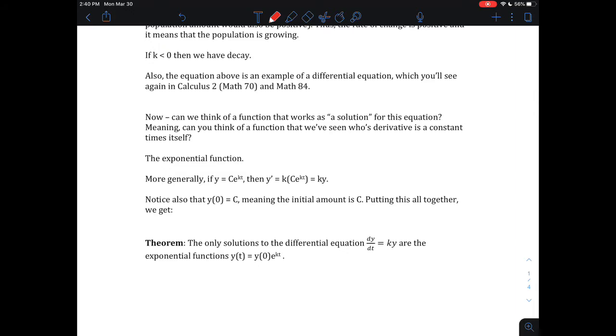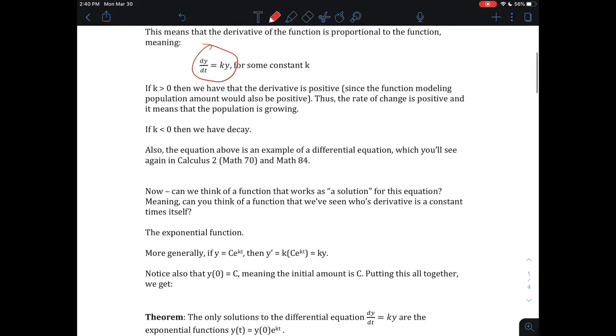So now, this sort of equation would have solutions, and those solutions are actually functions. So can we think of a function that works as a solution for the equation that I circled up there? What this means is, can we think of a function that we've seen whose derivative is a constant multiple of itself? And the answer to that is the exponential function.